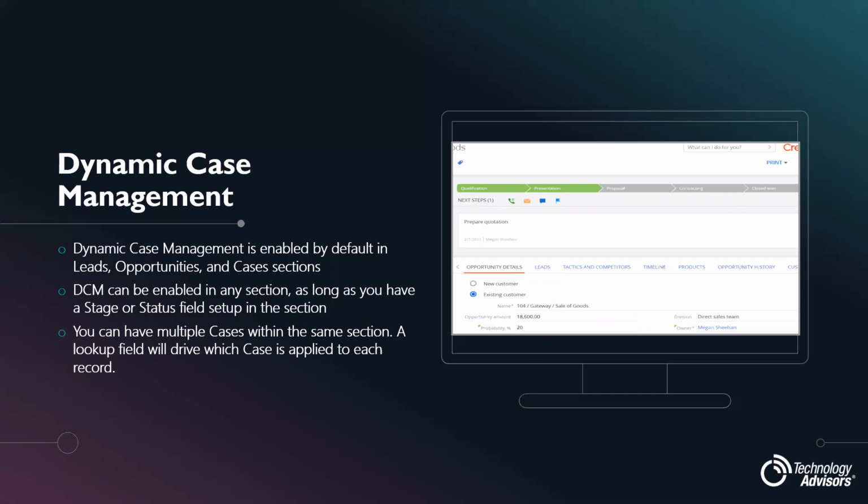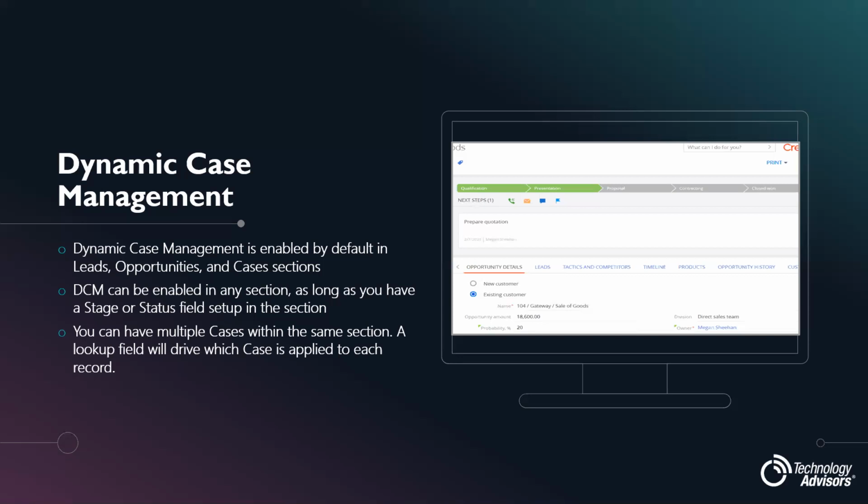So you've probably seen it if you've used those sections without necessarily knowing exactly what it was all about. But as I said before, dynamic case management can be set up in any section, as long as you have a stage or a status field that you've set up in that section. And that could be a custom field that you've created if there's not one there by default. So any record where you've got a series of stages that you need to progress through, dynamic case management is a tool to consider using in that section.